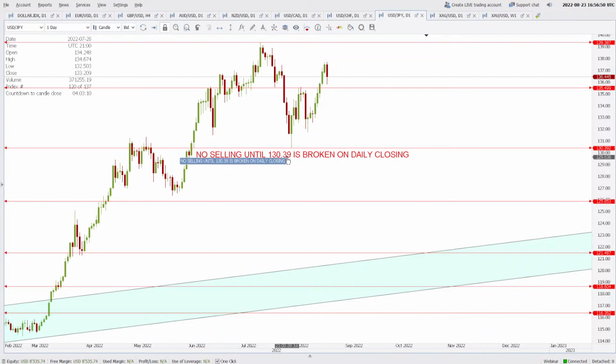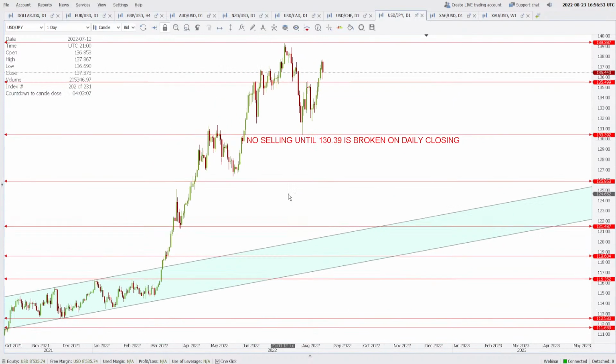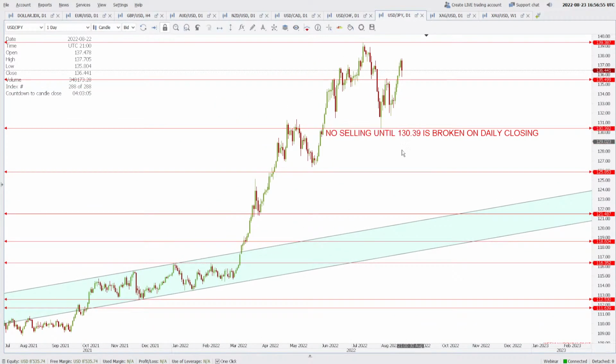No selling until 130.39. Why? Because the structure of the market is higher highs and higher lows. If it is making higher highs and higher lows, why would we be looking for a selling opportunity? We will be looking for a buying opportunity. But if we see a close below this, then it will be lower highs and lower lows, which will tell us about the sell-off. But right now there is no information about a sell-off, so we will be waiting for 130.39, and you will be looking for buying opportunities only in USD JPY.